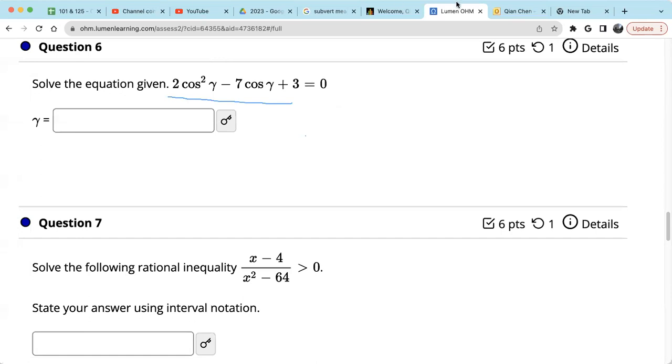So this one, if you have good eye, if you're good with the factoring, you see this can be factored as 2 cosine gamma. I don't have gamma, I'm going to use r, okay? -1 times cosine gamma -3 equals 0. Right? You have 1 cosine gamma plus -1 cosine gamma plus -6 cosine gamma, so you get -7 cosine gamma.